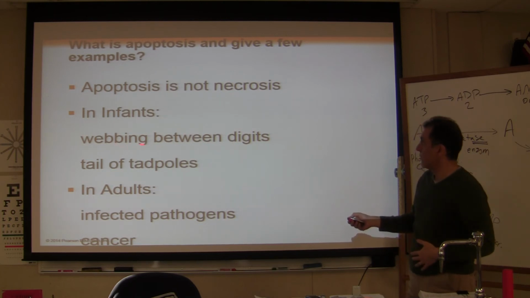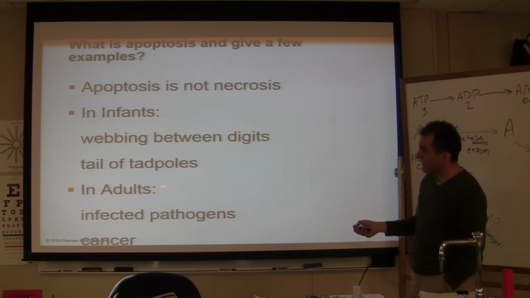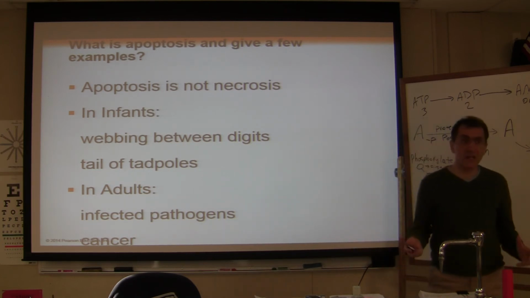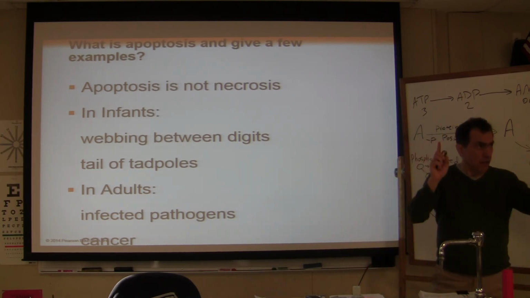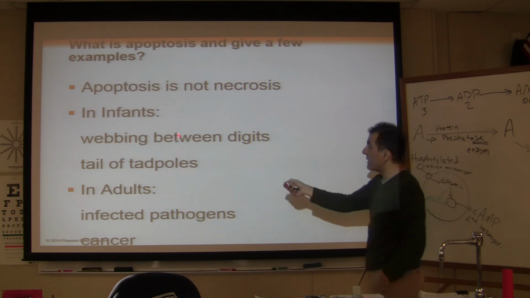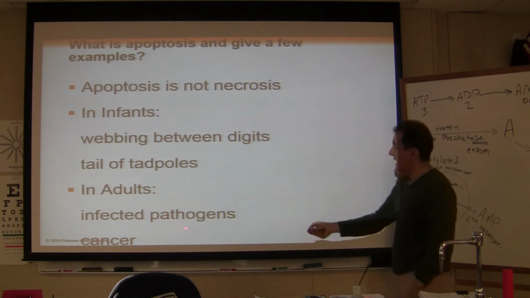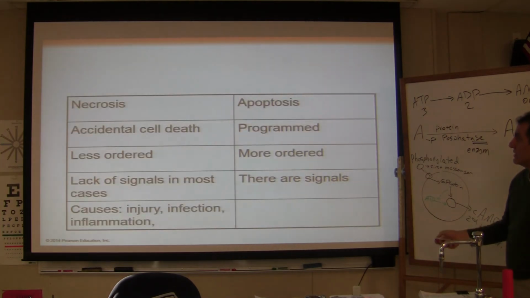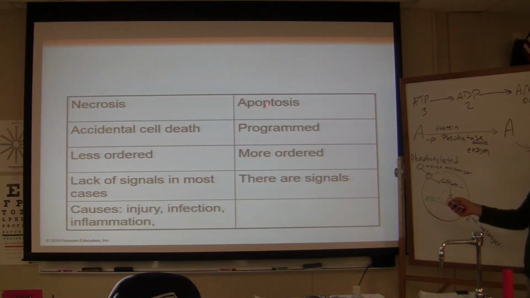Another example is webbing between digits, and the tails of tadpoles. Tadpoles have a tail, but the frog does not have that big old tail. Am I making some sense? I don't know if you've seen any pictures of tadpoles. So all of these happen by apoptosis. In adults, it is involved with infected pathogens and cancers. These are the differences between necrosis and apoptosis.